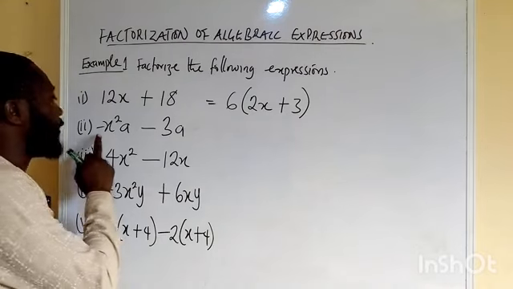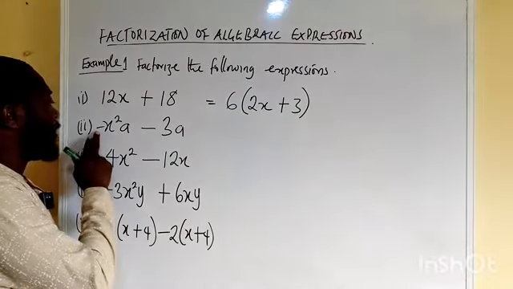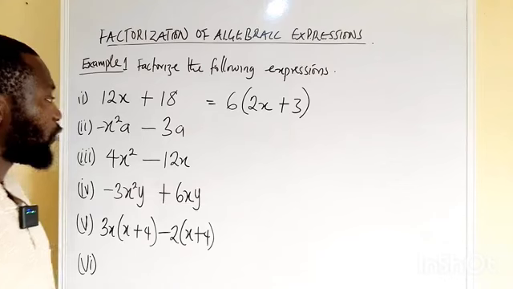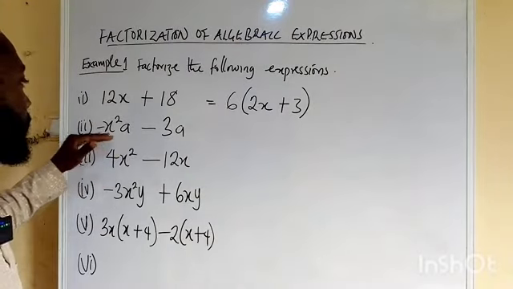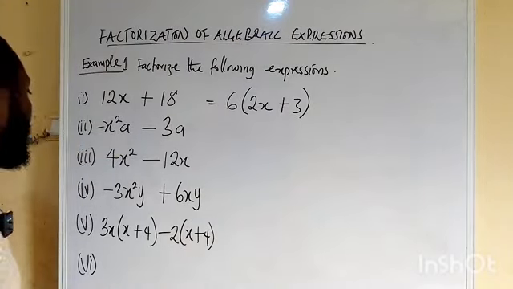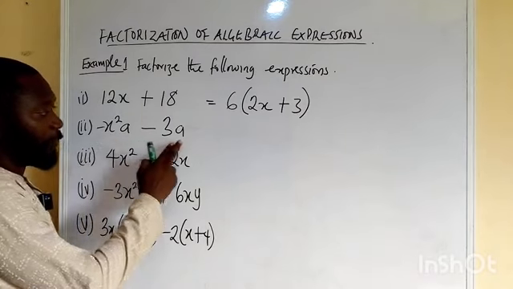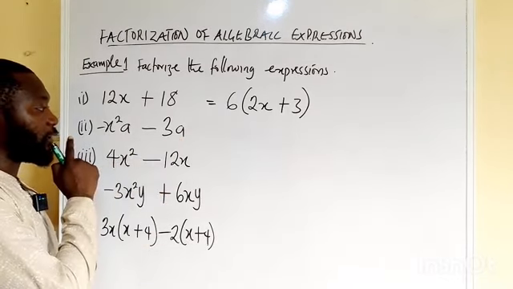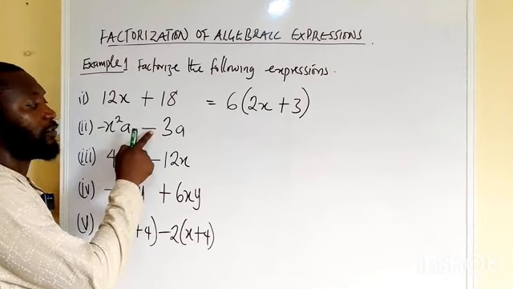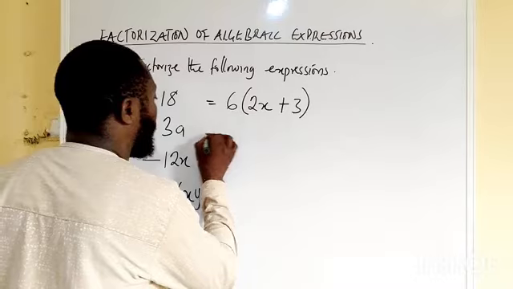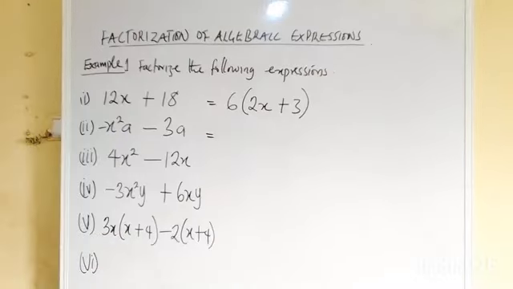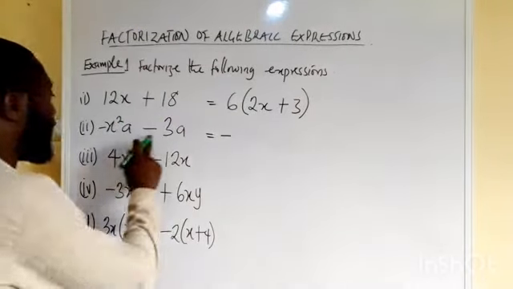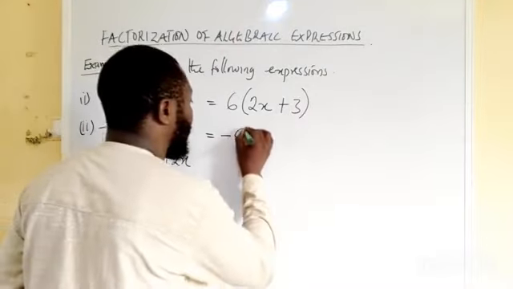Another one, we have the second example here: negative x squared a minus 3a. So what is the common factor here? From what we can see, a is common. Another term that is common is the negative sign. Those terms that are common, we take them out. So you take out the negative sign. A is also common, take out letter a.